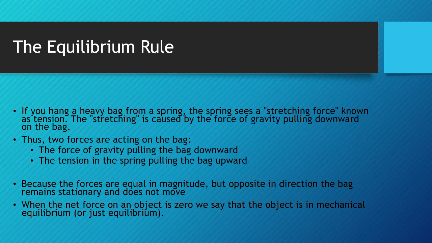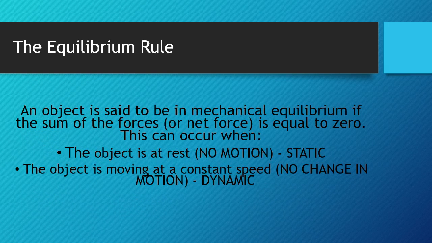The tension in the string or the spring or whatever it is, is providing a support force. It's supporting that heavy bag. Because these forces are equal in magnitude but opposite in direction, that bag is stationary. It doesn't move. When the forces on an object are equal but opposite, we say that the object is in mechanical equilibrium, or in most cases we just refer to it as equilibrium.